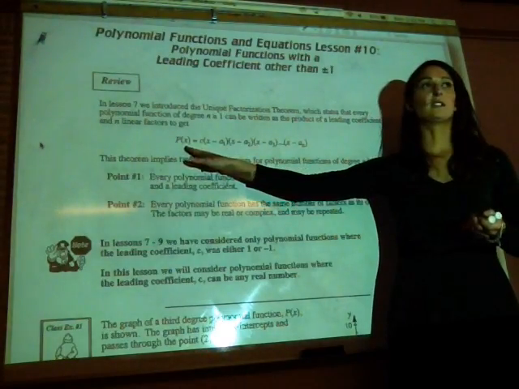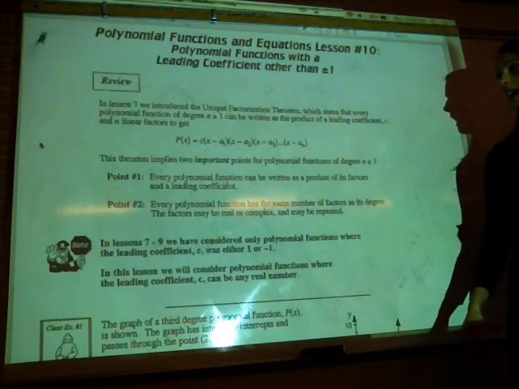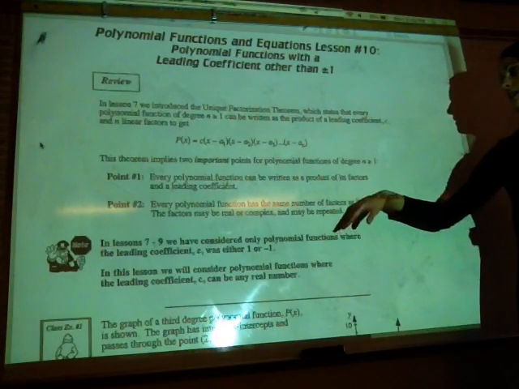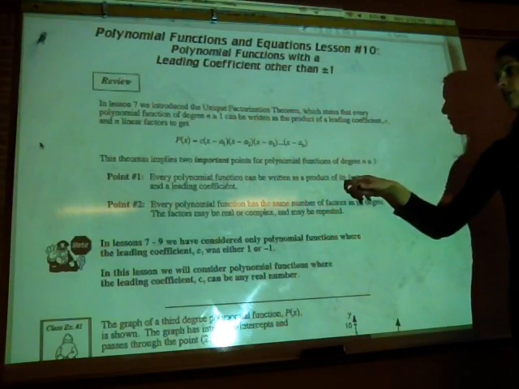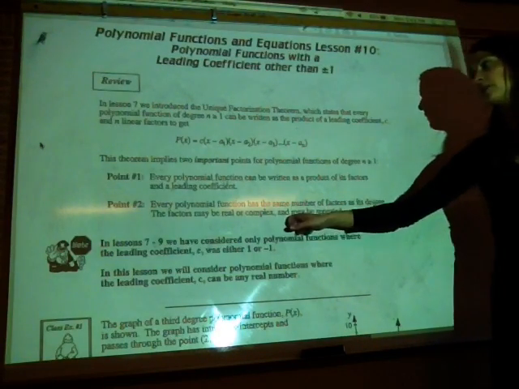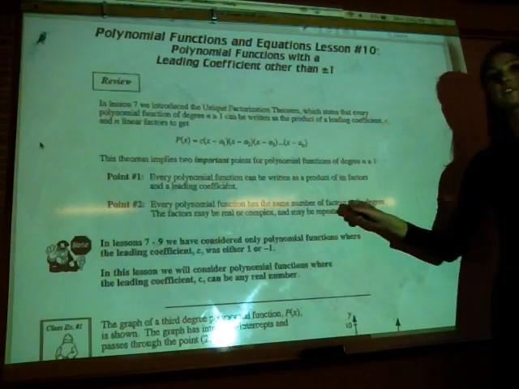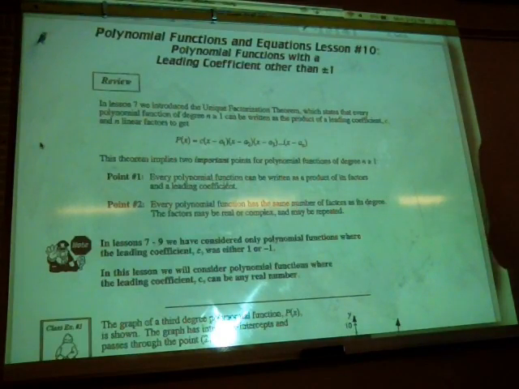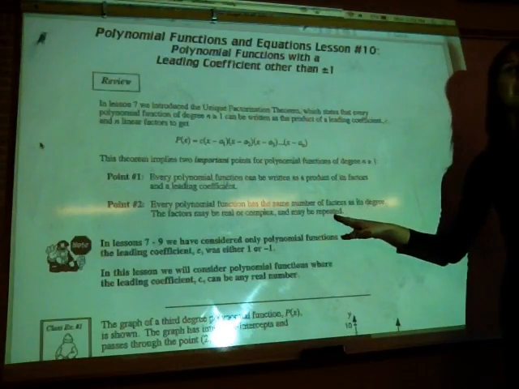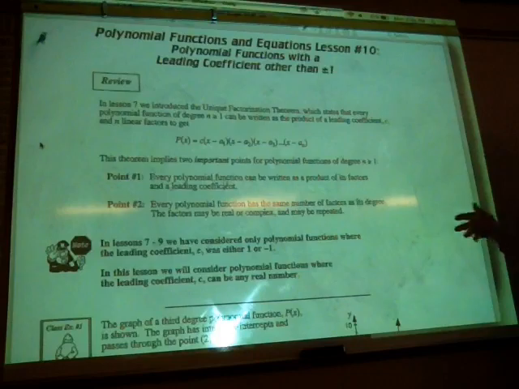We have a polynomial is equal to a leading coefficient times its factors. Okay, and a few important points here. Every polynomial can be written as a product of its factors times the leading coefficient, and every polynomial function has the same number of factors as its degree. And these factors can be real or complex. Remember, complex we just talked about as the non-real solutions. Okay, and also they might be repeated, which is where we get the multiplicities of 2, 3, 4, 5, etc.